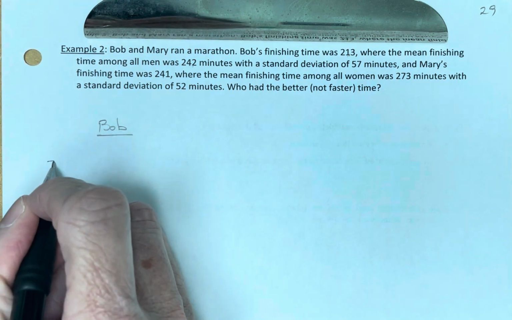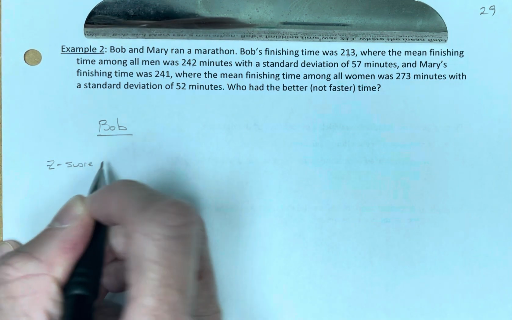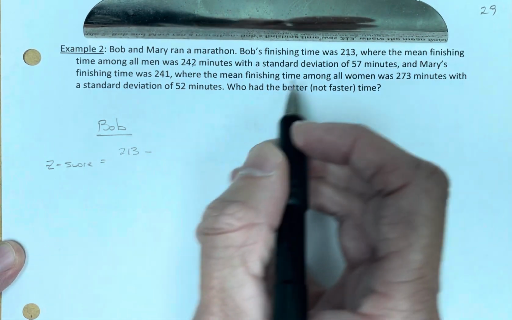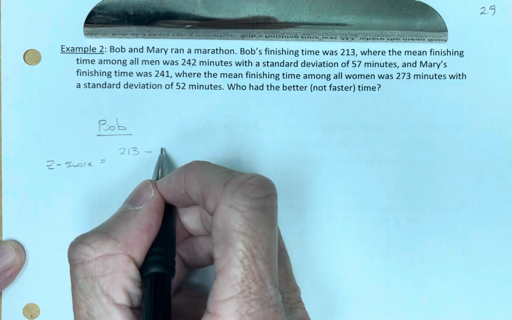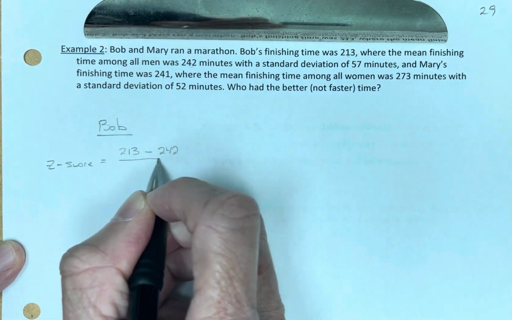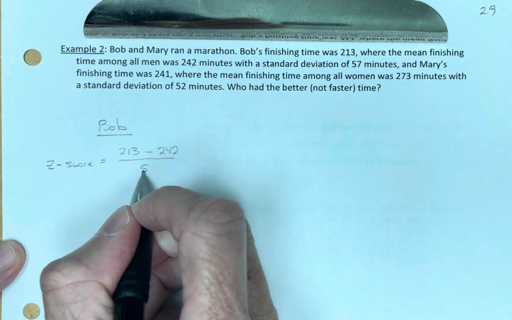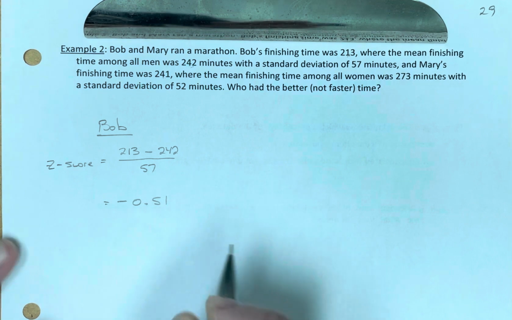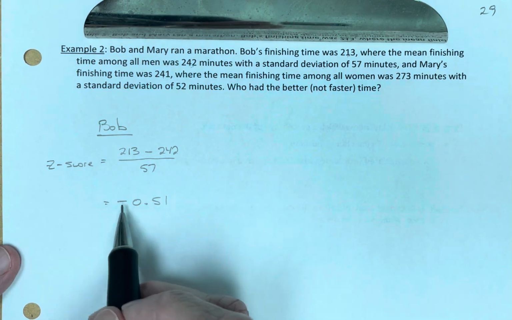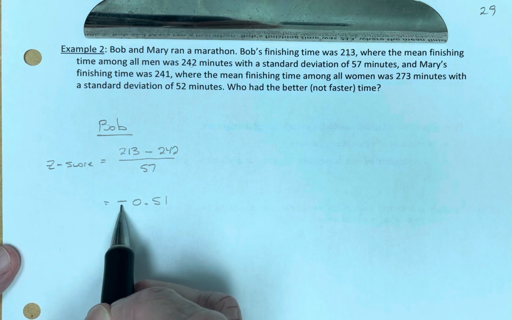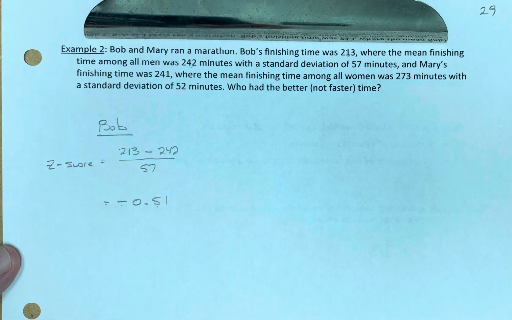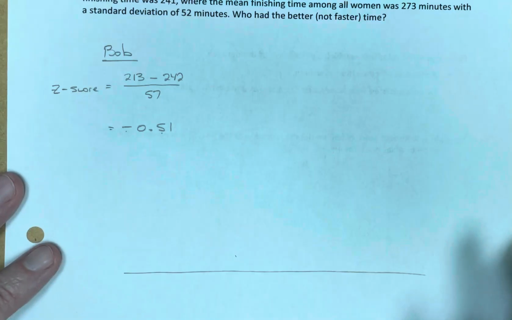And let's do his Z-score. His data, he was 213 minutes. We're going to subtract the mean for men of 242 minutes. We're going to divide by the standard deviation for men, which is 57. If I do the math, I get a negative 0.51. He was below the mean, the negative means below, by 0.51 standard deviations. Okay, let's take a look at the picture.